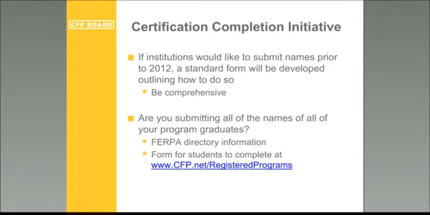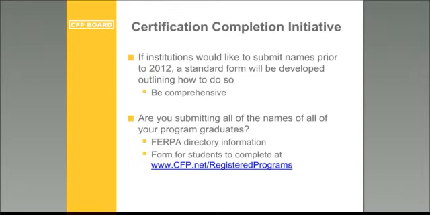We'll look at that. You can email registeredprograms@cfpboard.org, and we'll try to accommodate that. You're going to have all the names. I mean, if you're trying to do something for some sort of internal evaluation on your campus, you can't send in half of the names. If you want to go from 2010 to present, then you have to have all those graduates there, obviously, for that report and that effort to be worthwhile. But nevertheless, we'll work with you on that.